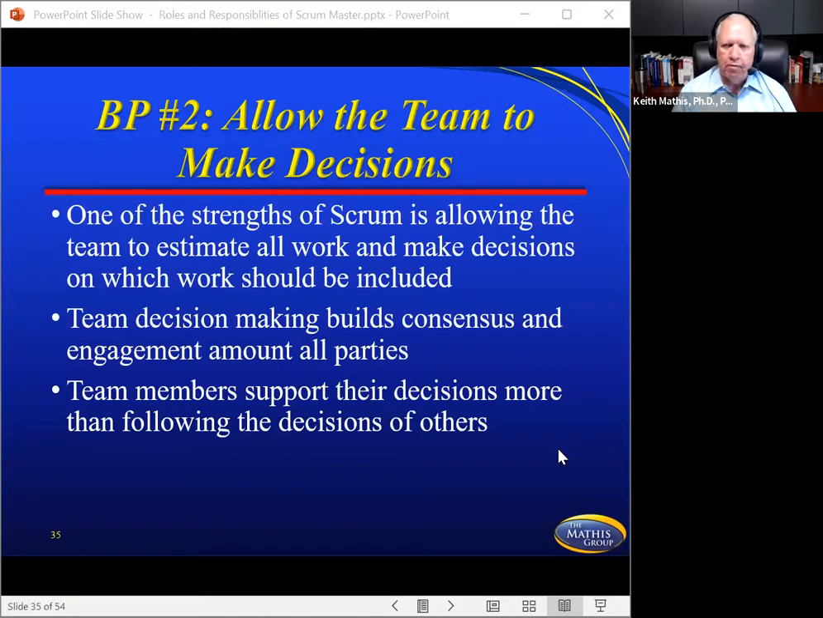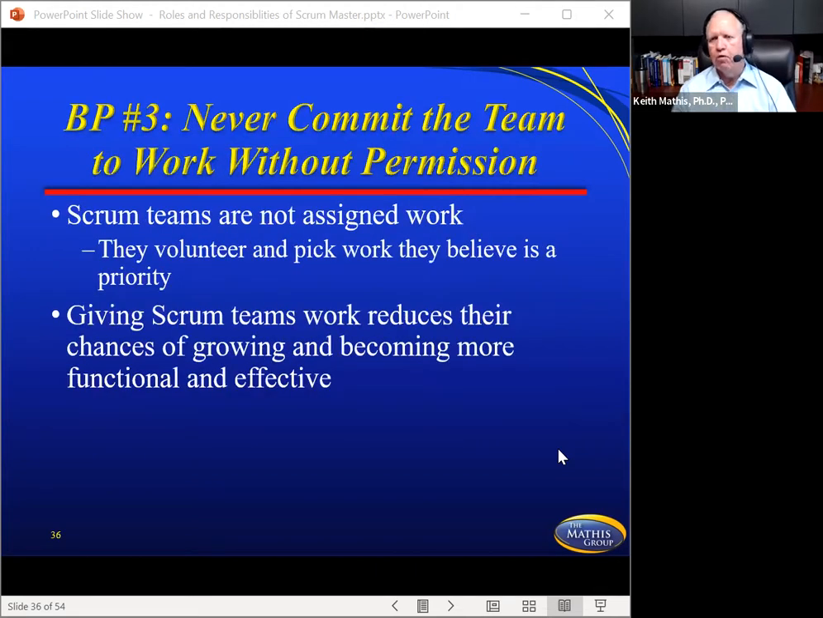They allow the team to make decisions. Now, this is a struggle for some people, but one of the strengths of Scrum is allowing the team to estimate the work and make decisions on that work. Now, obviously, they're working with the product owner who is ranking that work, but the team is doing the estimate. Team decisions build the consensus, the cohesiveness, and also team members support their decisions more than following the decisions of someone else. And they're going to grow from those decisions. Even their bad decisions, they will grow from.